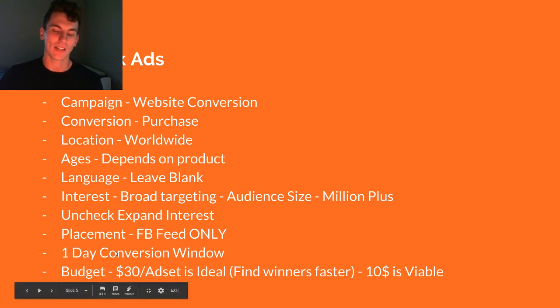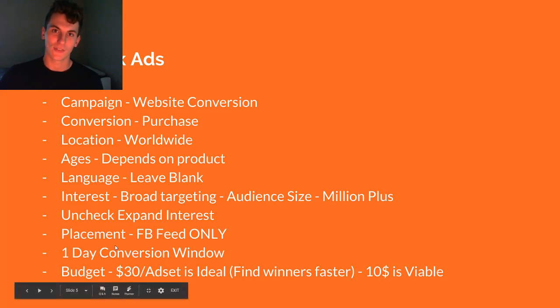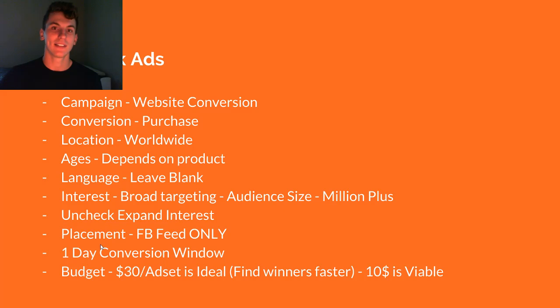And your 1 day conversion window, because you want people to buy in 1 day. You don't want to keep showing your ad. There's 1 day conversion window, or there's 7 day conversion, which will show your ad to a person for 7 days, and you're giving them 7 days to buy it. But I want 1 day. They buy it. They don't. Then don't show it to them anymore.